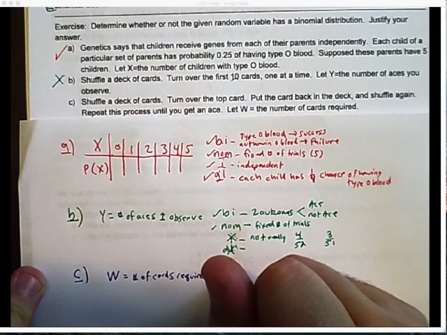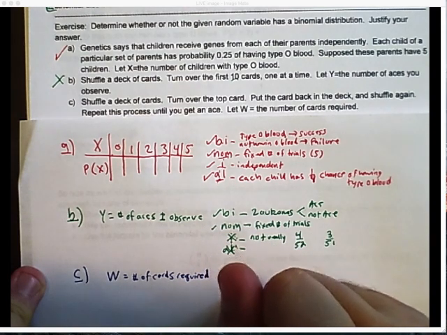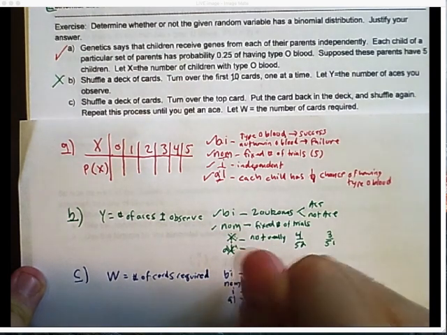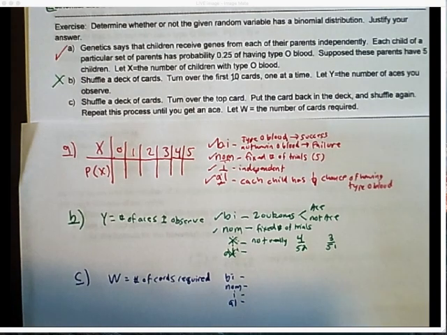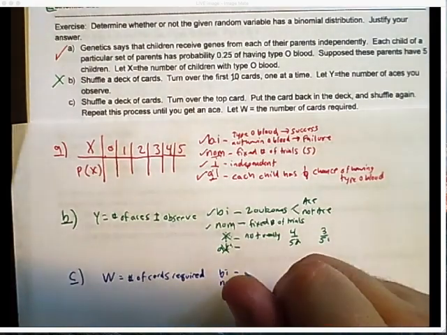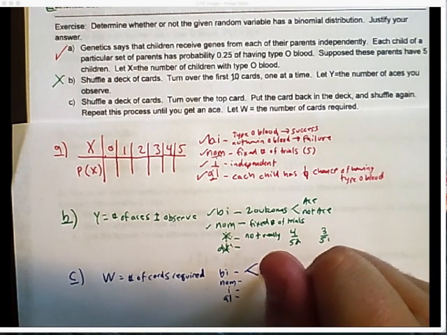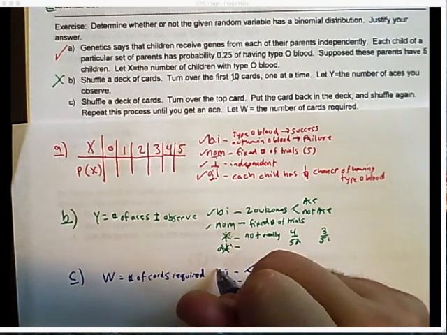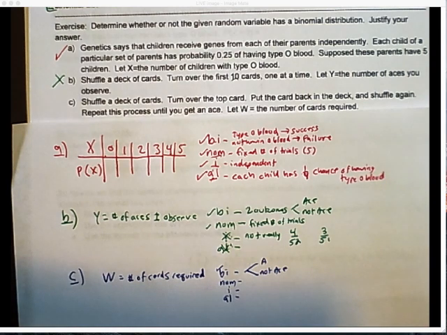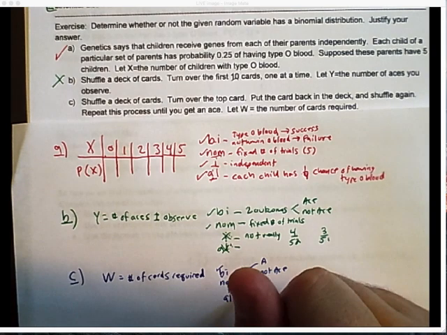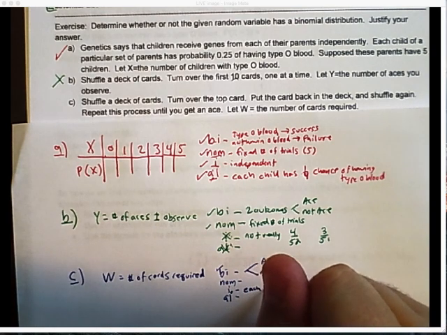So let's go through our conditions here. When I turn over the card, I either get an ace or I don't, so I get ace or not ace. So two outcomes is met. Is each time I do this independent of the next? Well, since I'm shuffling and putting the card back in the deck, each turn is independent.